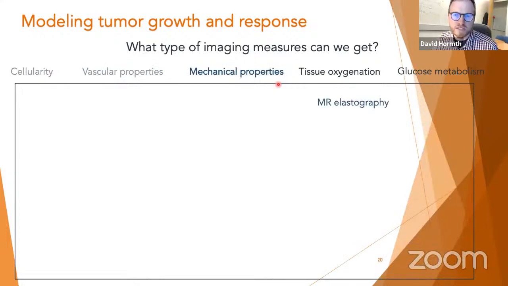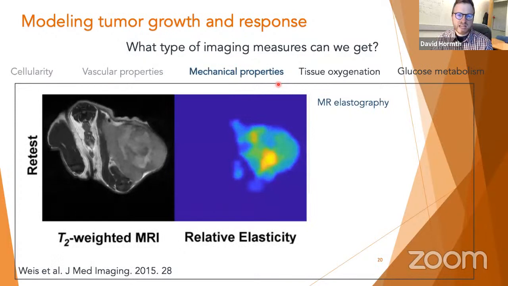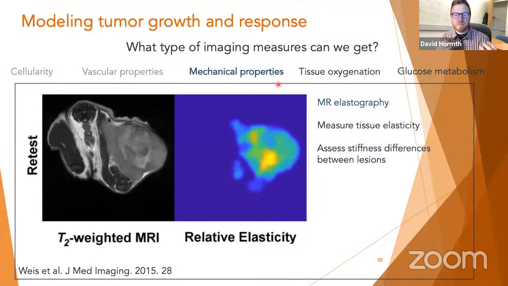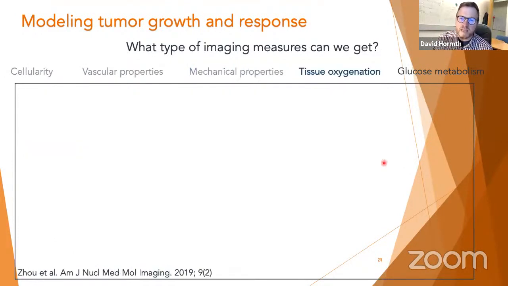Another imaging technique we could use is MR elastography. In these types of experiments, they can apply some kind of force onto these tumors, remove that force, and estimate the tissue elasticity, or maybe the shear modulus or Young's modulus of the tissues. And this could be used to assign mechanical properties for the tissue or for the tumor, or maybe look at differences in stiffness between lesions.